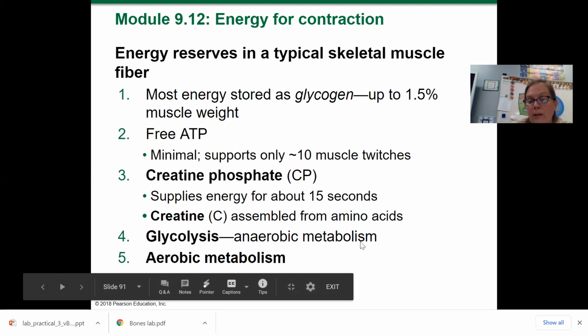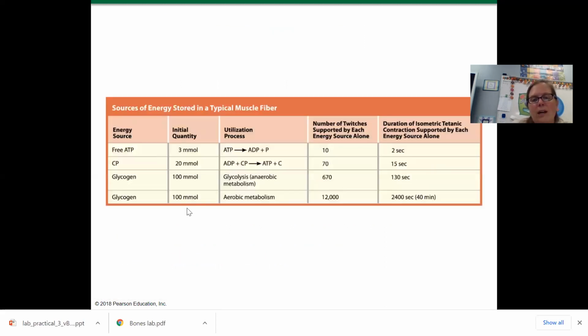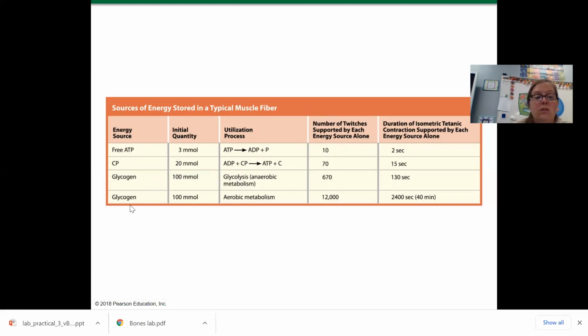Glycolysis is an anaerobic process, and then you have aerobic metabolism as well. And this just gives you numbers. It's not critical that you memorize these numbers, but just compare one source to the next.